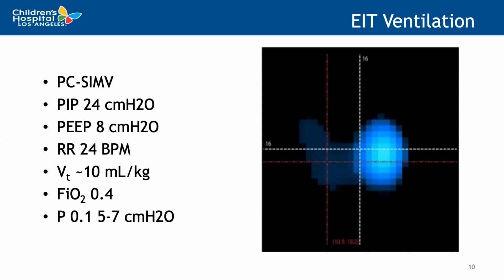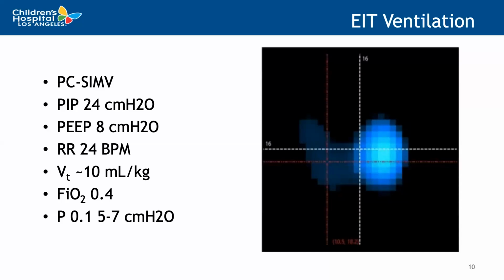And what is P0.1? This may not be a common metric for many of you. This is the negative deflection in airway pressure that occurs in the first 100 milliseconds of every breath, and this is reflective of patient effort. We normally think of a normal value as being less than 3 to 4 in the pediatric population, and so 5 to 7 is quite elevated, suggesting that he was having quite a bit of respiratory effort even on those ventilator settings.